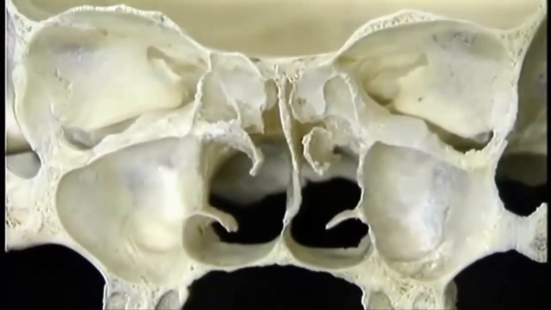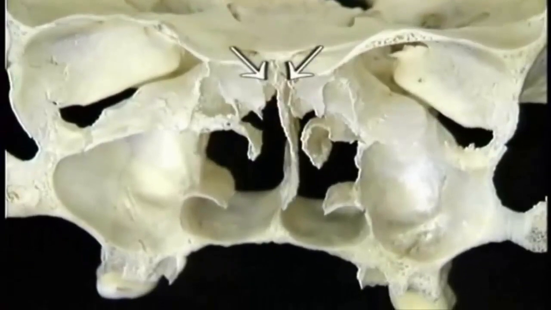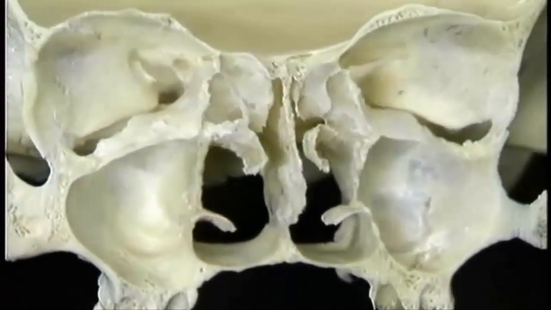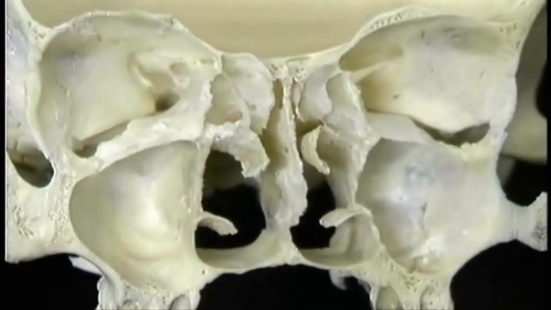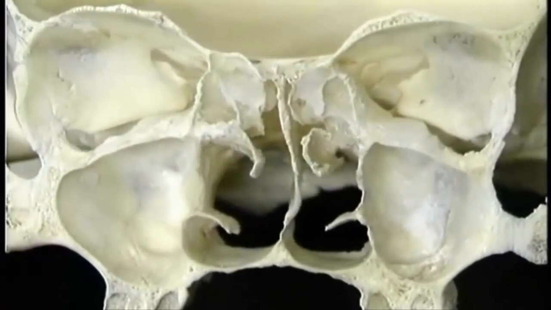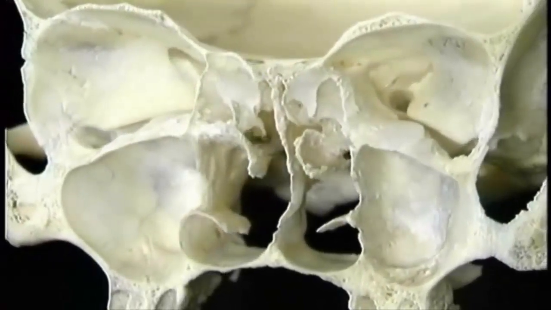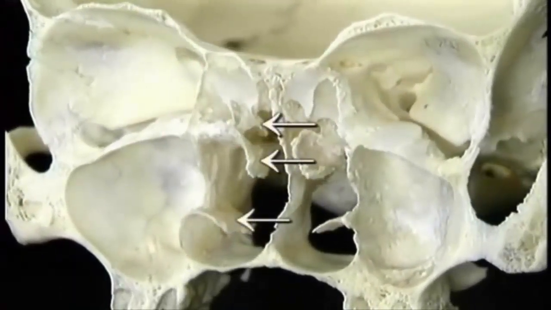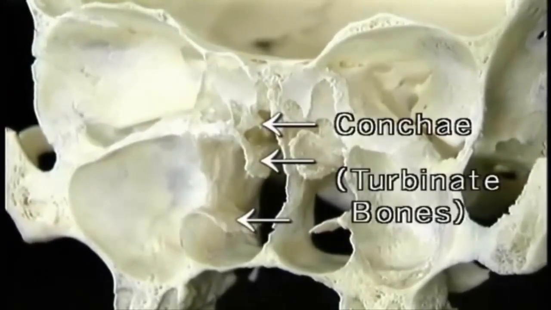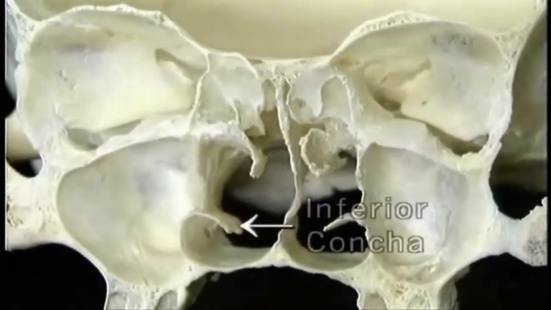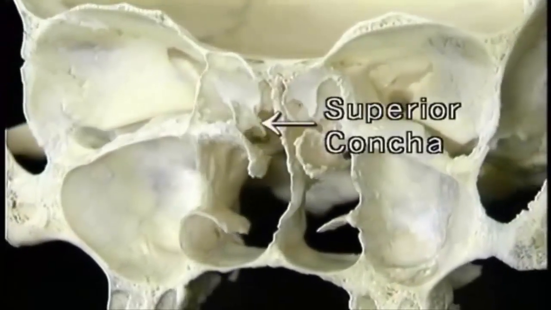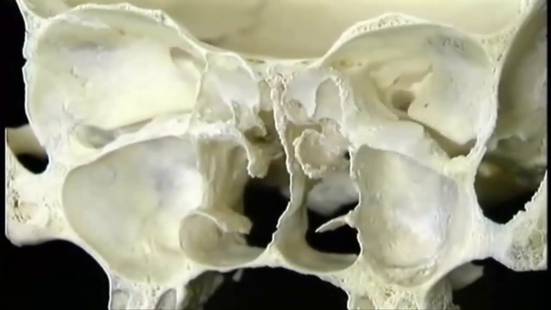The roof of each cavity, formed by the cribriform plate, is very narrow. The medial wall of each nasal cavity, formed by the septum, is smooth and featureless. So is the floor. By contrast, the lateral wall is marked by a number of features, most notably by these 3 delicate bony projections, the conchae, also known as the turbinate bones. This is the inferior concha, this is the middle concha, this is the much smaller superior concha.